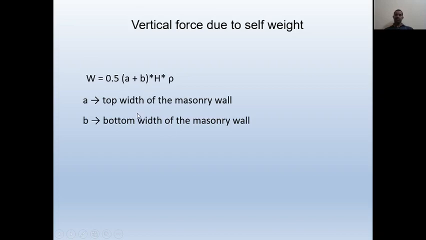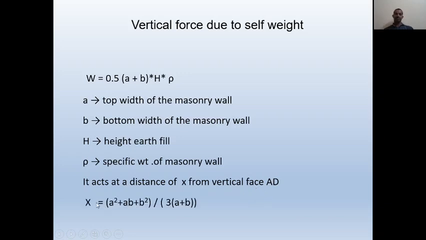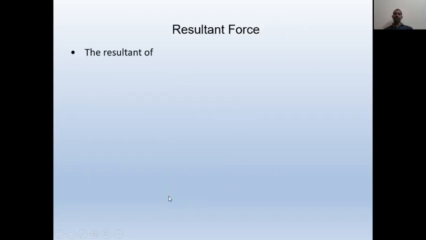Here, as we know, small a is the top width of the masonry wall and small b is the bottom width of the masonry wall, and capital H is the height of the earth fill. This is also equal to the height of the retaining wall when the earth fill is exactly up to the top level of the retaining wall, and rho is the specific weight of the masonry wall, and it acts at a distance of x bar from the vertical base AD. So now x bar is equal to a square plus ab plus b square by 3 into a plus b.